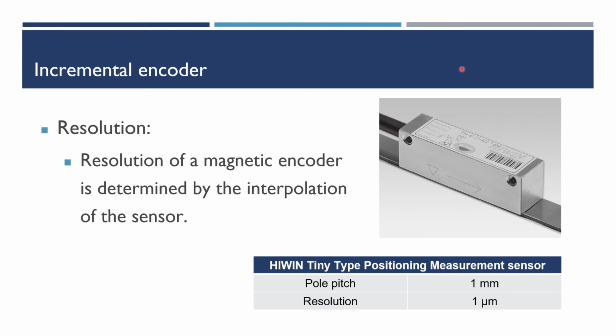Typically, the resolution will be much better than the example in real applications, and the figure shown is a commercial product, the Hi-Wind T-type AMR sensor. It is used for 1 mm per pitch, and you can see that the resolution is 1 micron. So in this case, the rotating vector circle is divided into 1,000 parts so that it has 1 micron resolution.